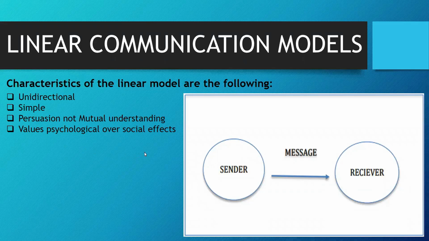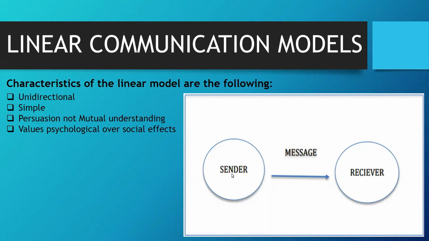And lastly, under the characteristics of the linear communication model, we have the value psychological over social effects. This model focuses more on the psychological effects, such as understanding the message that comes from the sender, rather than the social effects, which is building the relationship with the communicator. Their purpose is not to build a relationship with each other. The main purpose is to understand the message that comes from the sender.